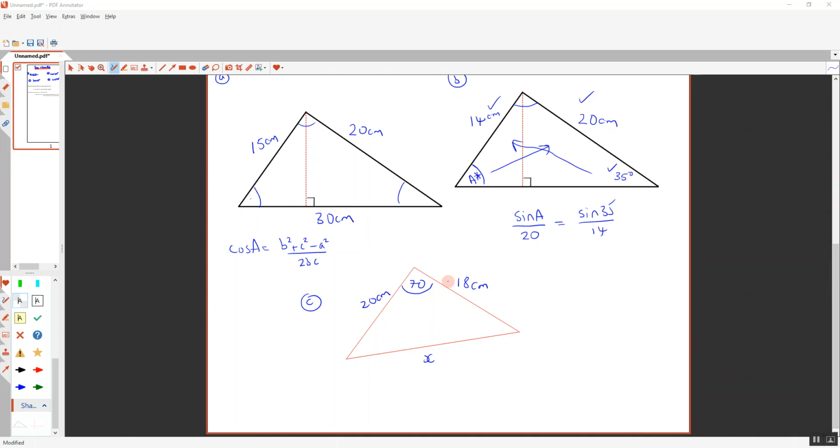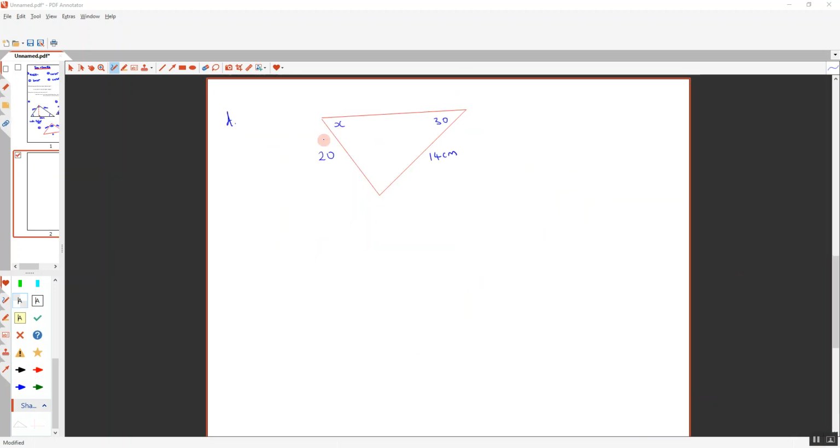Multiple choice. What would I do for this one if I wanted to work out this length x? Would I use the sine rule or the cosine rule? What about this one? Would I use the sine rule or the cosine rule to find out angle x? And then if I change it, let's say I get rid of that and I make this x, what would I do in this case? Sine rule or cosine rule?